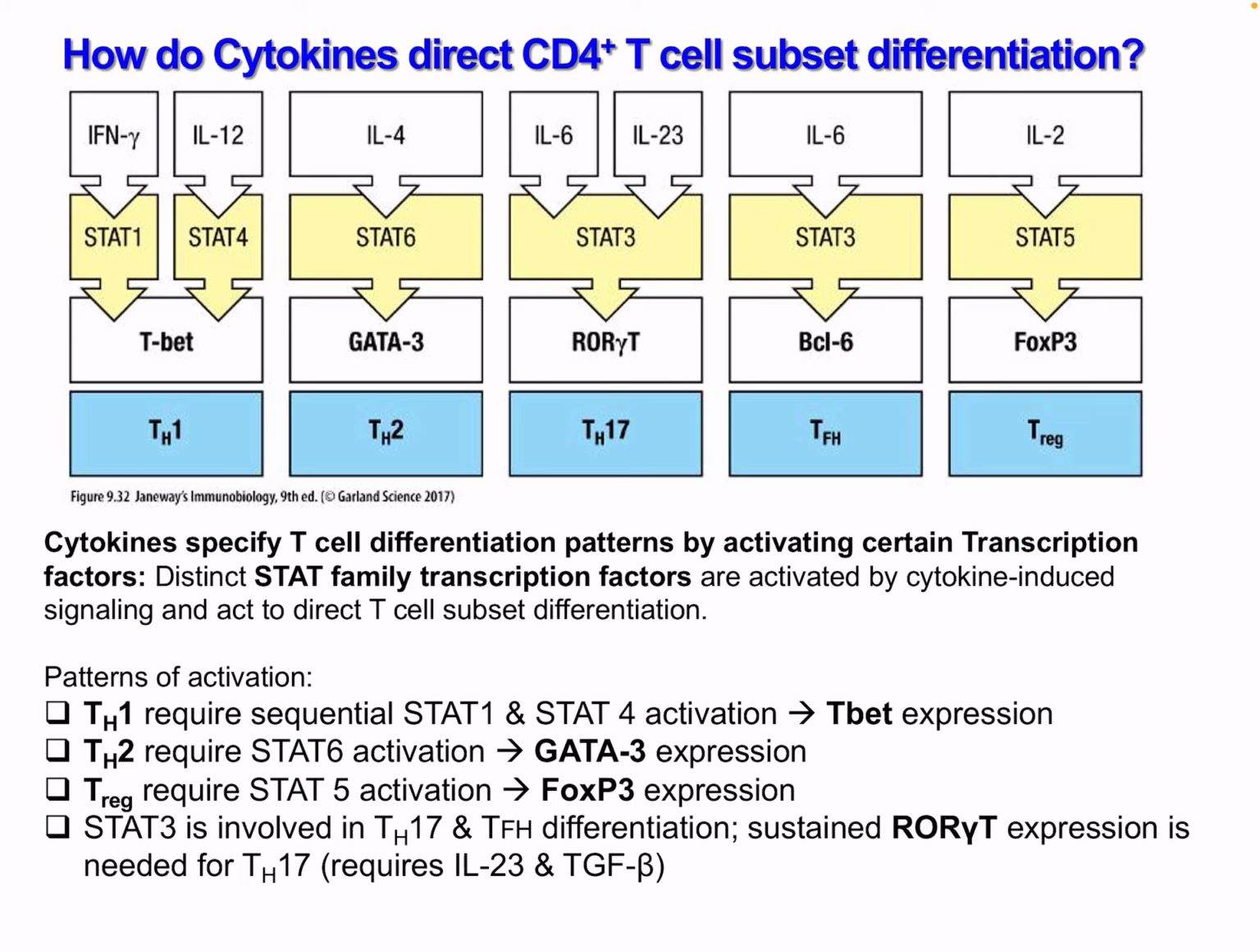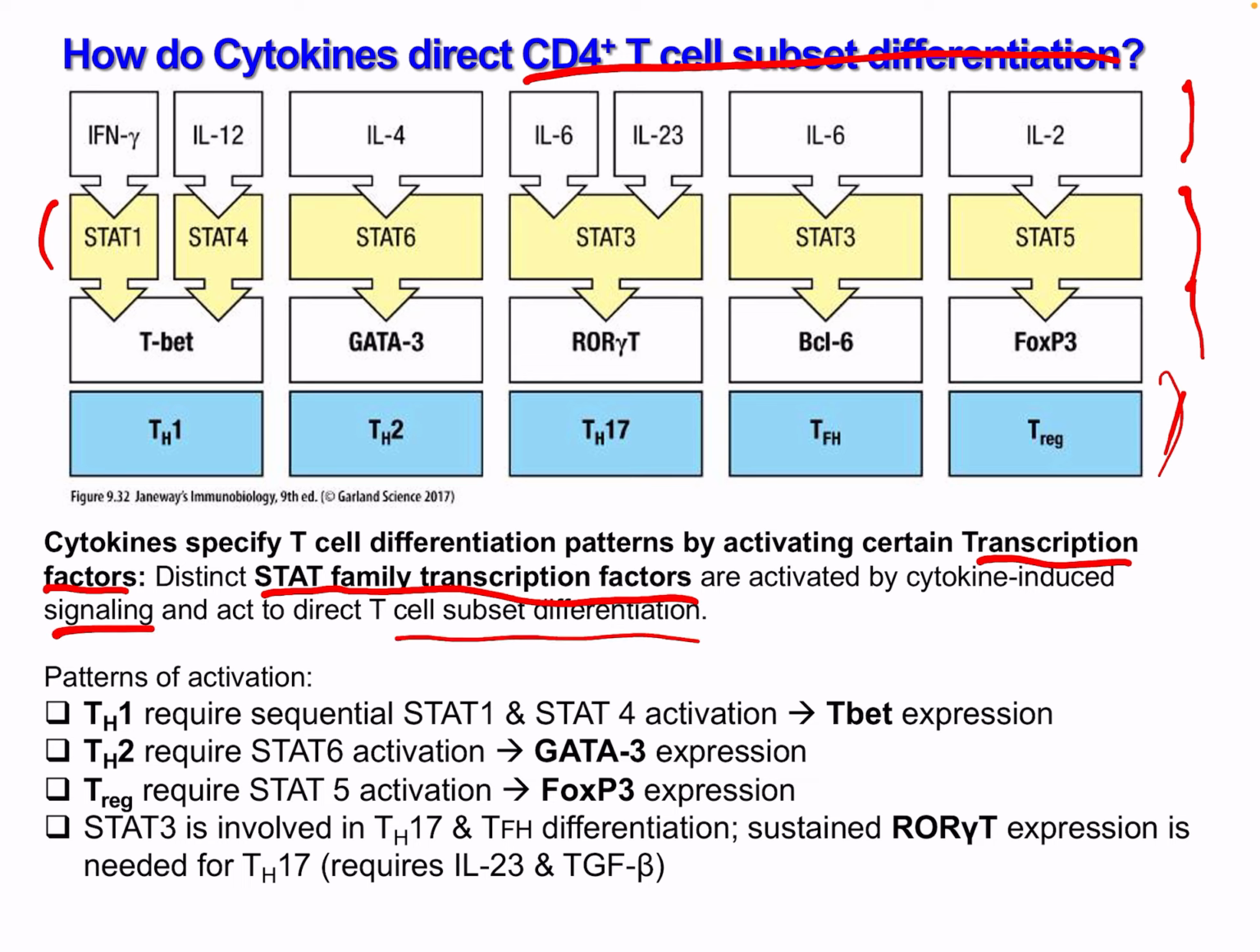So, as we said, we have these fate-specifying cytokines. Here they are. Then these have specific transcription factors and other factors that end up in these cells. So it's not just an immediate thing. They don't just see it and change by themselves. So these cytokines specify T-cell differentiation patterns by activating certain transcription factors, like we said. There are distinct STAT family transcription factors, which you can see all of them use STAT in this stage. And these are activated by cytokine-induced signaling and act to direct T-cell subset differentiation.